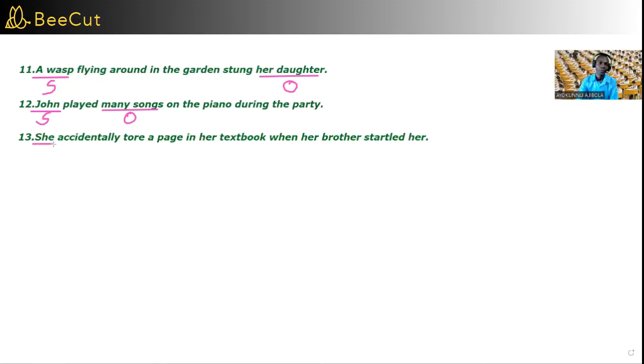Really? This is the subject. Her book. And what did she tear? A page. She tore what? Page in her book. So the page that she tore is the object because that's the receiver of the action, tore. So I can see here she is the subject, like you rightly said. And this is the object.